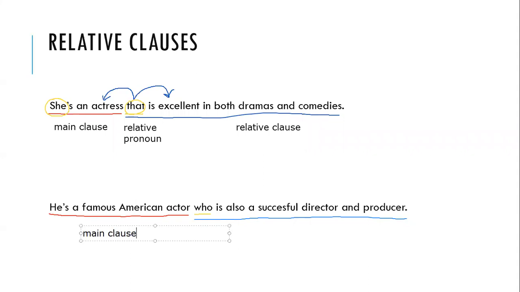The main clause, he is a famous American actor. The relative pronoun, who, which is used to link or join 2 sentences. And finally, the relative clause. Okay, is that clear?